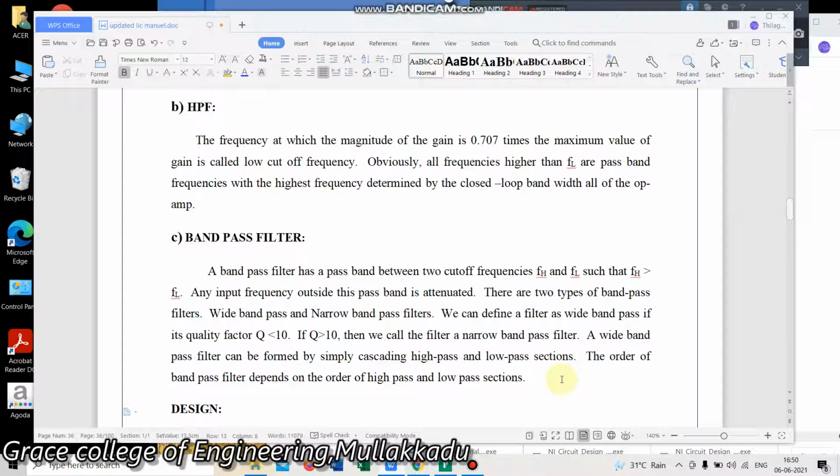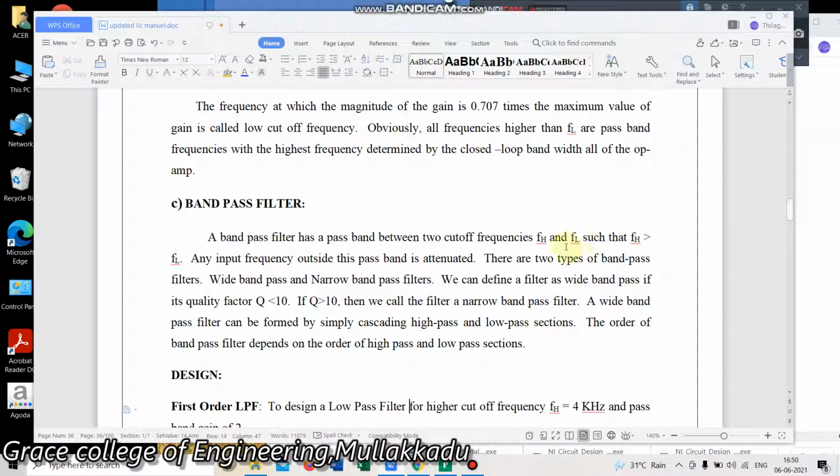Then for the band pass filter, we have to pass a band of frequencies in the range between FH and FL. The frequency range between FL and FH is allowed to pass, and based on Q there are two types, narrow band pass or wide band pass filter. If the Q value is less than 10, it is taken as a wide band pass filter. If it is greater than 10, it is a narrow band pass filter.